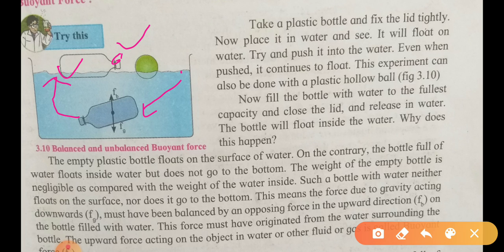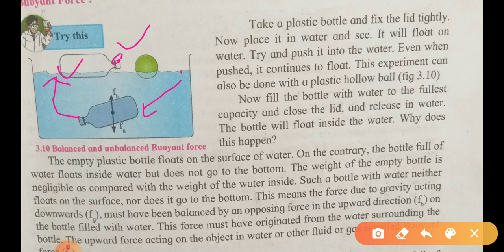So why does this happen? The empty plastic bottle floats on the surface of water, and on the contrary, the bottle full of water floats inside the water but does not go to the bottom. So the weight of the empty bottle is negligible compared with the weight of the water inside. Such a bottle with water neither floats on the surface nor goes to the bottom.